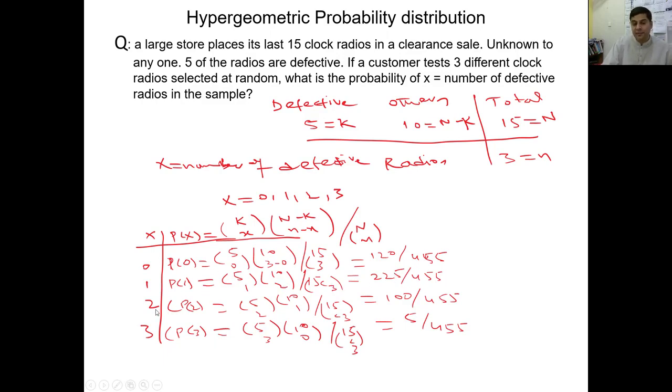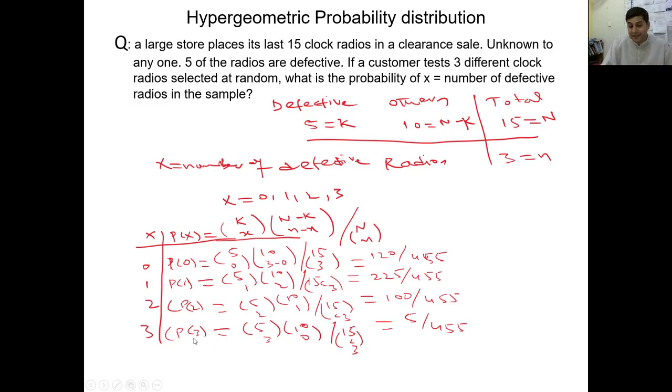If there are 2 defective, maybe there is a chance that all 3 are defective. There is a chance that 2 are defective. Maybe there is a chance that only 1 is defective. Maybe there is a chance that no one is defective. So in this way, we will calculate all these probabilities.